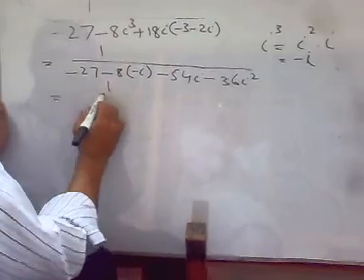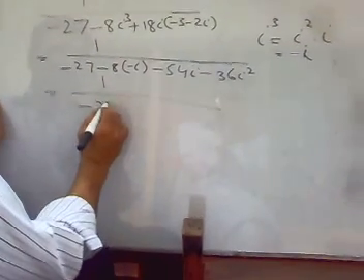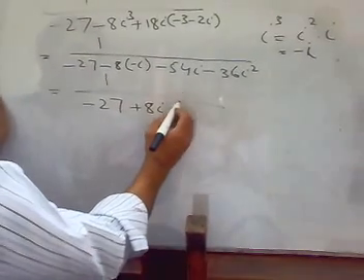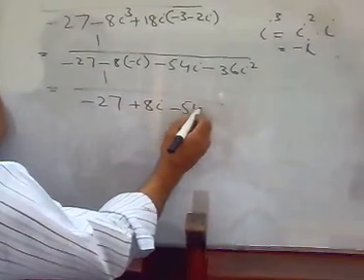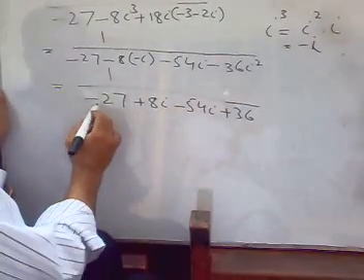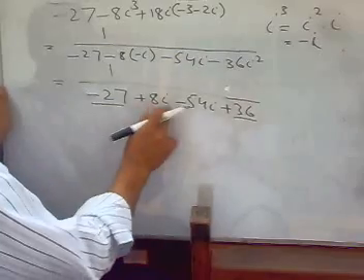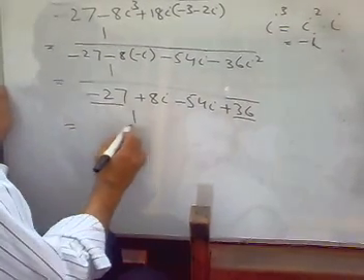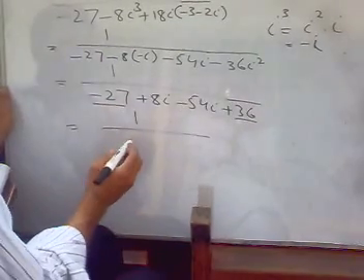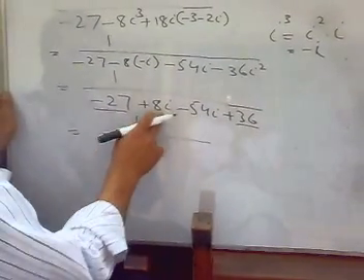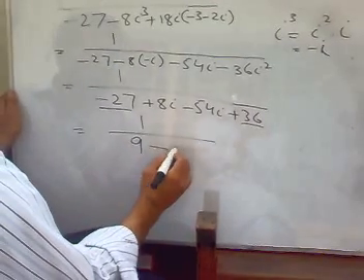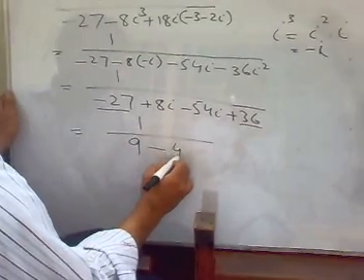In the next step, we'll do the simplifications. It will be minus 27, plus 8 iota, minus 54 iota, and plus 36. These are the real parts and these are the imaginary parts, so we will combine them. This is minus 27 plus 36, that will be 9, and here it will be minus 46 iota.